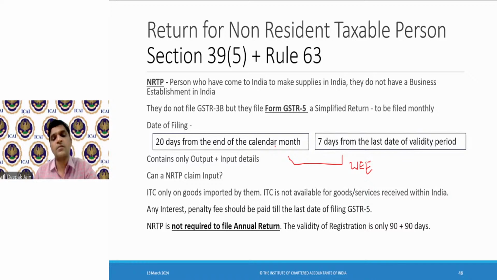Will you combinedly file for March and April? No, there'll be two separate returns, March separate, April separate. But the date will be 12th April. So we'll file two returns, one for March and one for April.